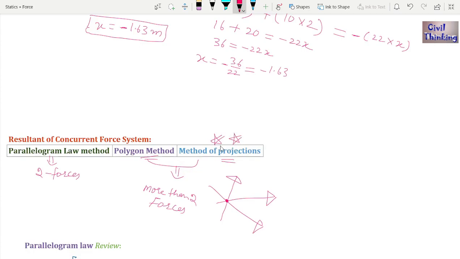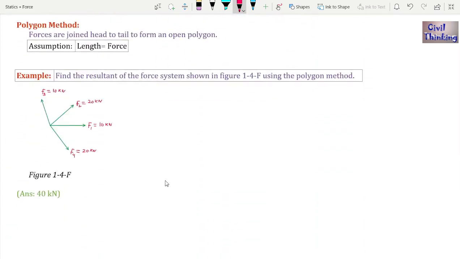It's very easy to use, and you get the answers very fast with the help of the method of projections. The polygon method is not used so much, but I will just explain it with a brief example so that you will understand it, but it's not really important. Okay, so let's move on. In the polygon method, forces are joined head to tail to form an open polygon. The assumption is force is equal to length.